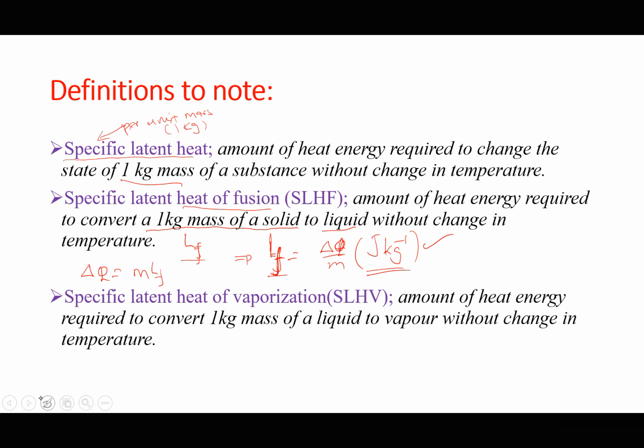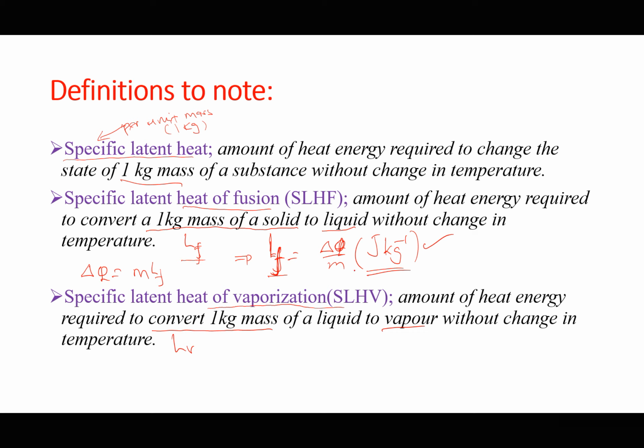On the other hand, if we now vaporize a liquid, the amount of heat required to convert 1 kilogram mass of a liquid to vapor without changing temperature is the specific latent heat of vaporization. This is normally denoted with the letter L subscript V.